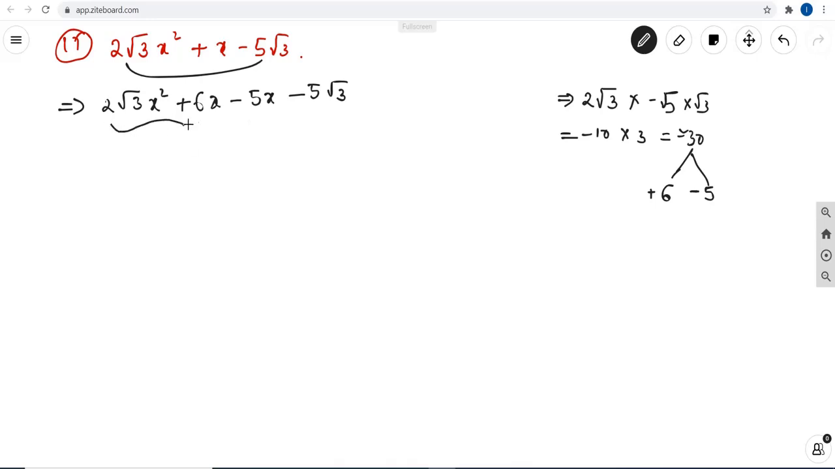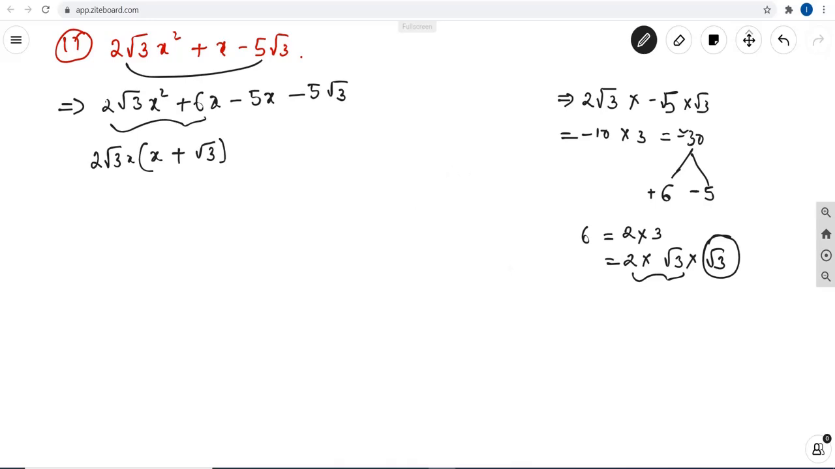Now in this I'm going to take common. What can I take common here? 2 root 3 x I can take common. If I take this common, this will be x plus, what am I going to get, root 3. So how am I going to get root 3? See, 6 I can write as 2 into 3. So 3, how can I write? 2 into root 3 into root 3. So this much if I take common outside, what is left? We are left only with root 3. So that's what I have taken here.